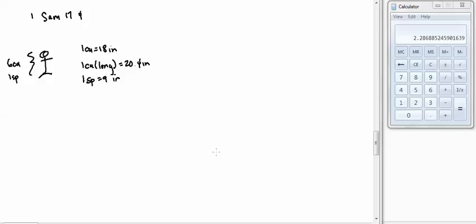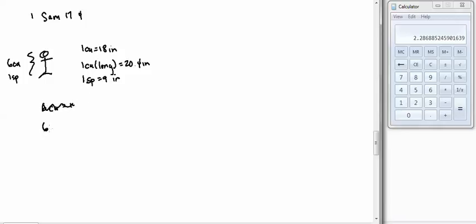According to 1 Samuel 17:4, apparently Goliath was 6 cubits and 1 span. How tall is that in feet and inches? Because apparently in America that's how we measure things. All right, well, I know that 1 cubit is equal to 18 inches.